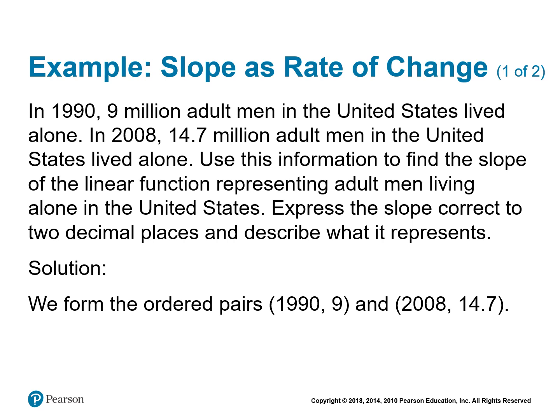Let's look at an example of the slope as a rate of change. So it's a word problem. I'm going to read through it first. It says in 1990, 9 million adult men in the United States lived alone. In 2008, 14.7 million adult men in the United States lived alone. Use this information to find the slope of the linear function representing adult men living alone in the United States. Express the slope, correct to 2 decimal places, and describe what it represents.